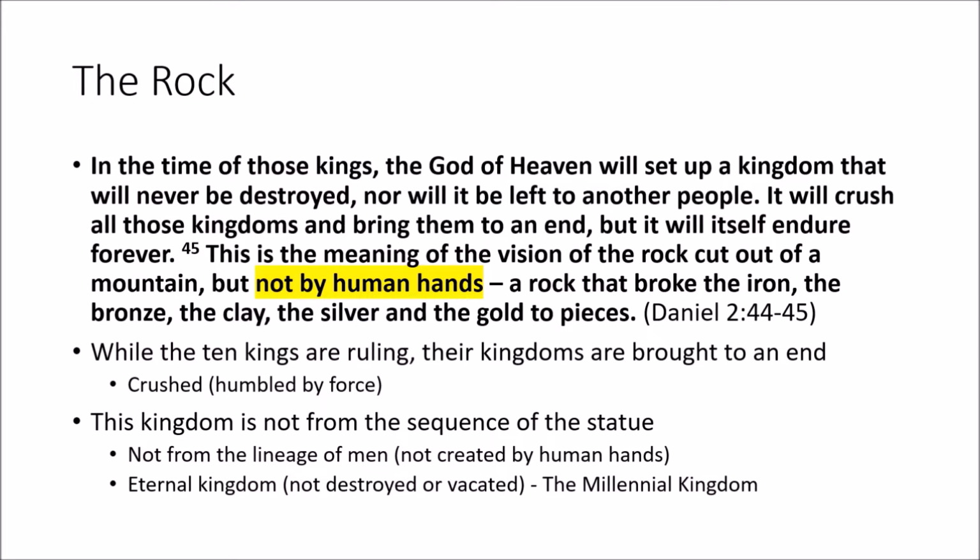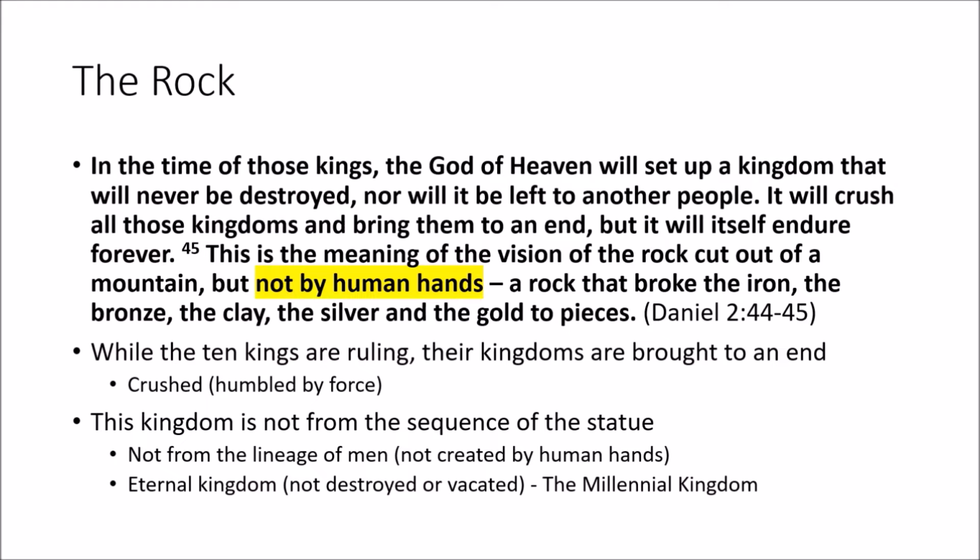So, but what we need to understand here is that the rock doesn't come in the sequence of the things in the statue. And the message from that is that it doesn't come from mankind. Those kingdoms of mankind, from the head on down to the toes, were the kingdoms that we know from the world here. But this kingdom that's going to come, this rock that's going to destroy all of this, doesn't come from humans. It comes from elsewhere.